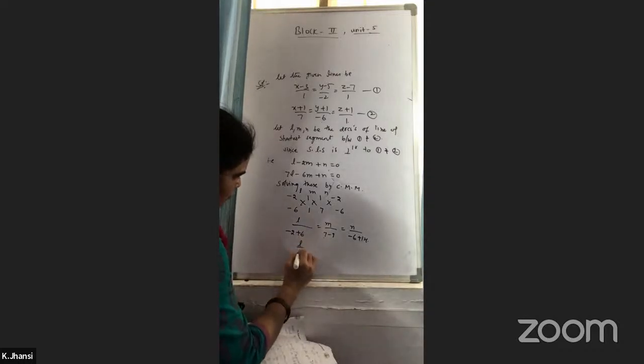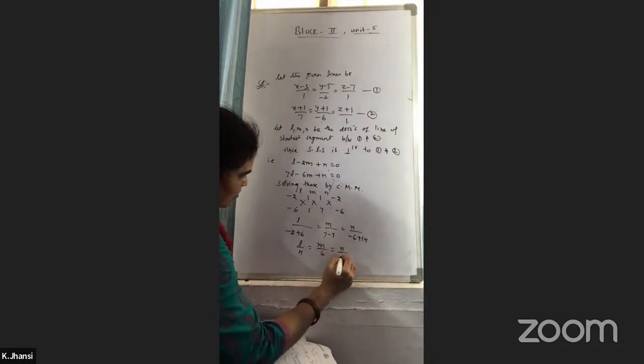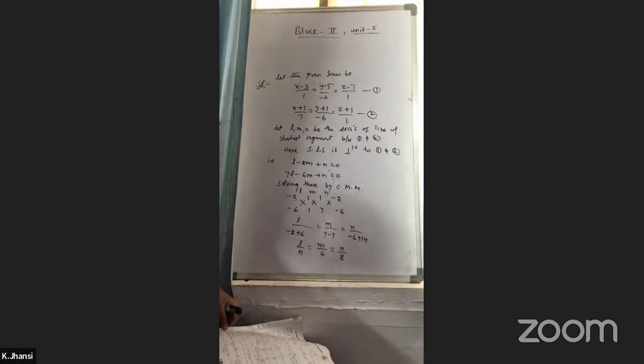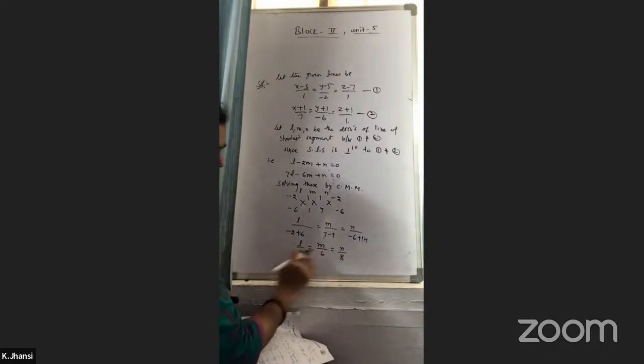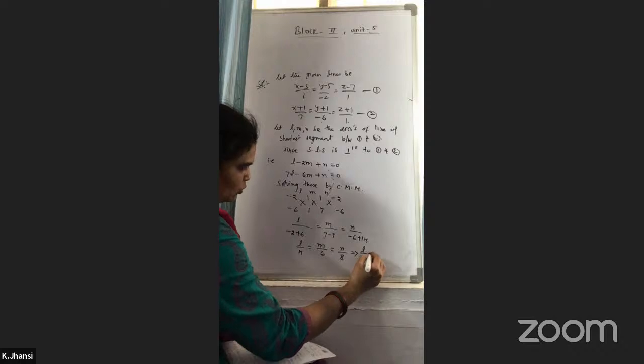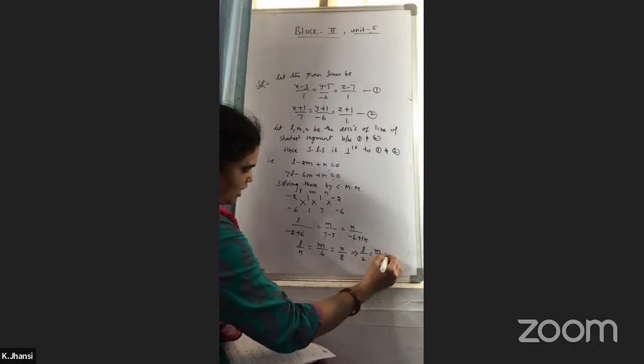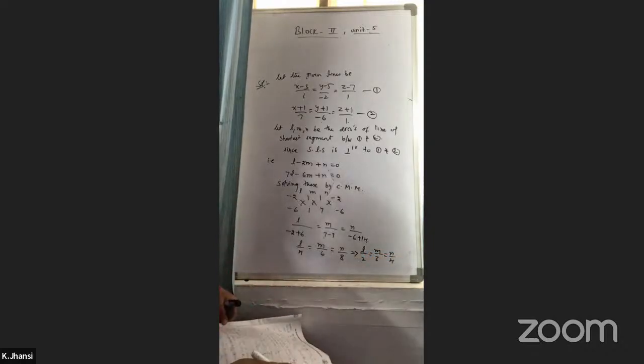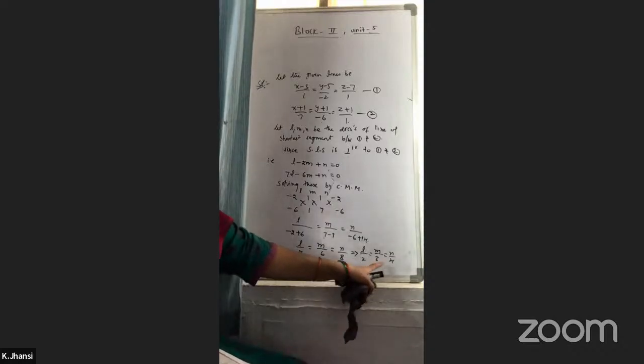L by 4 is equal to M by 6 is equal to N by 8. We got 4, 6, 8. We can cancel out these with the help of 2, so you'll get L by 2, M by 3, N by 4. So the LMN values here are 2, 3, 4.